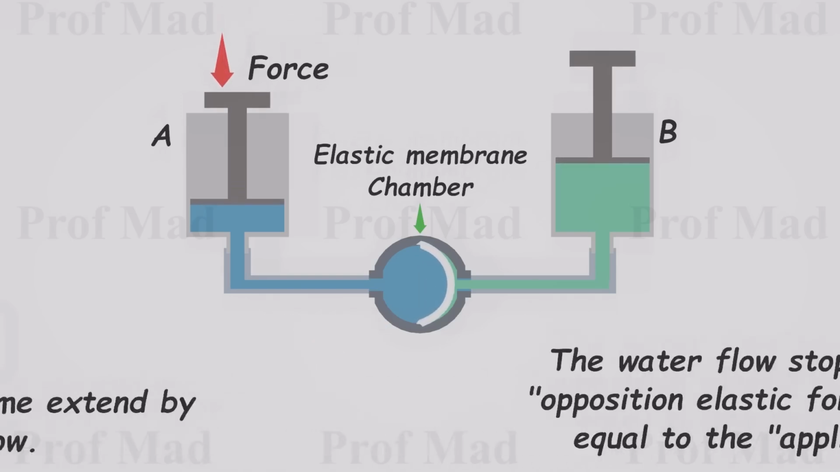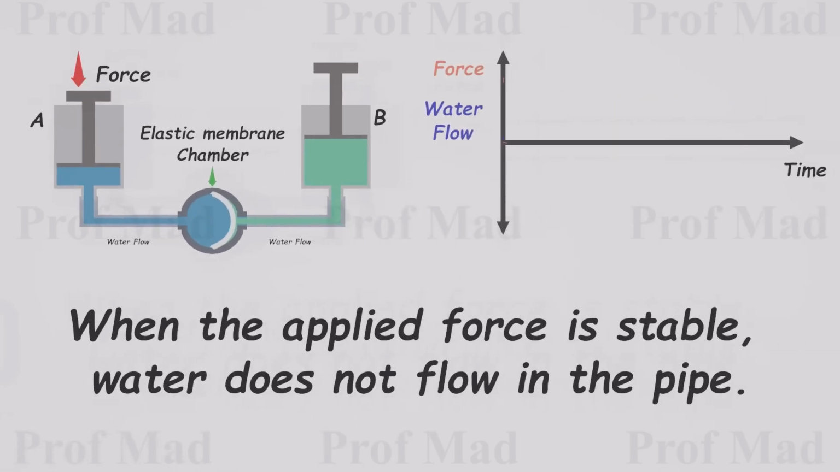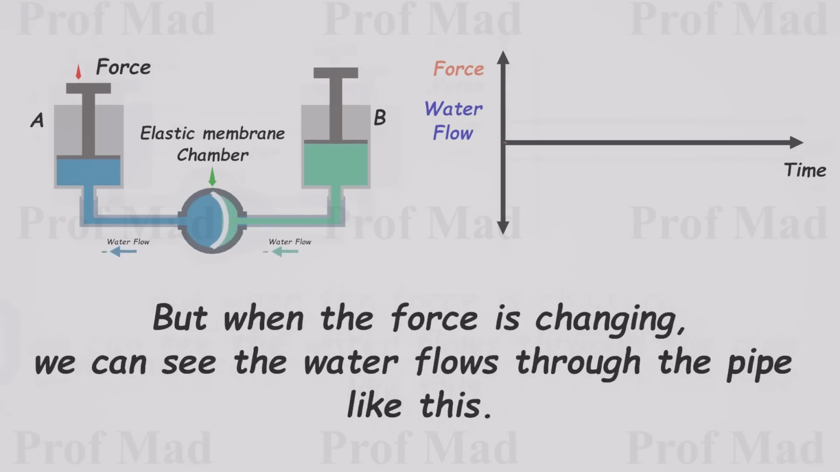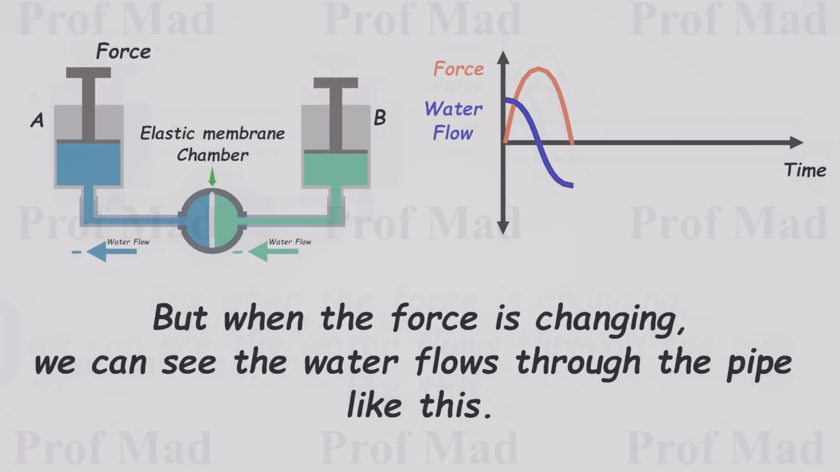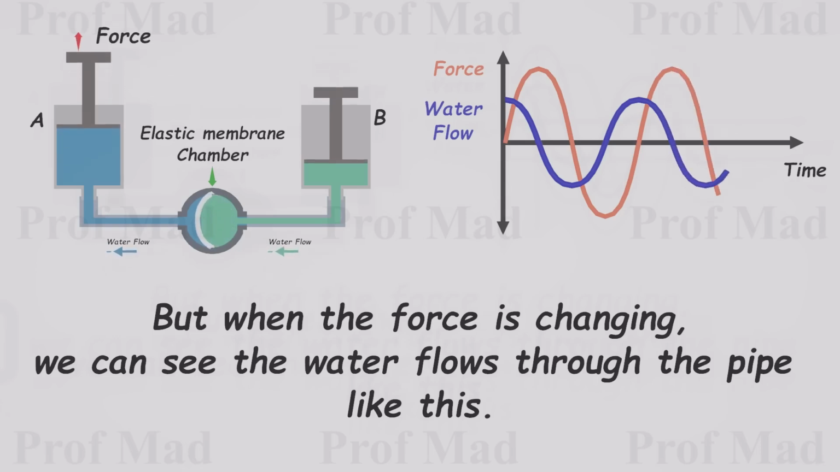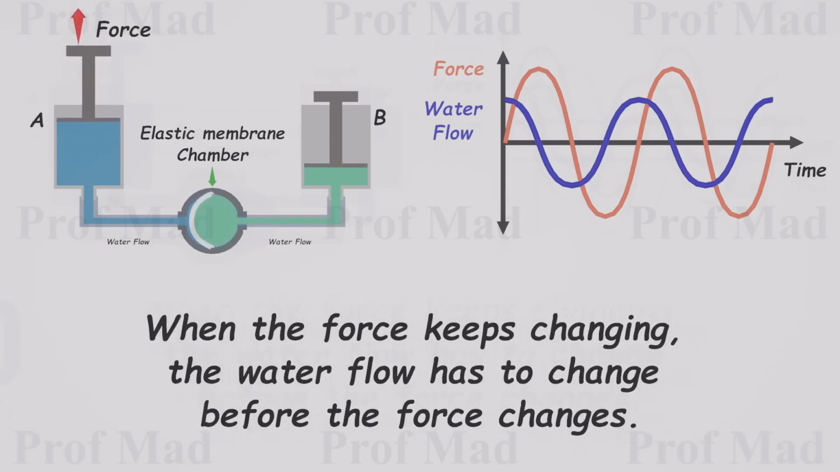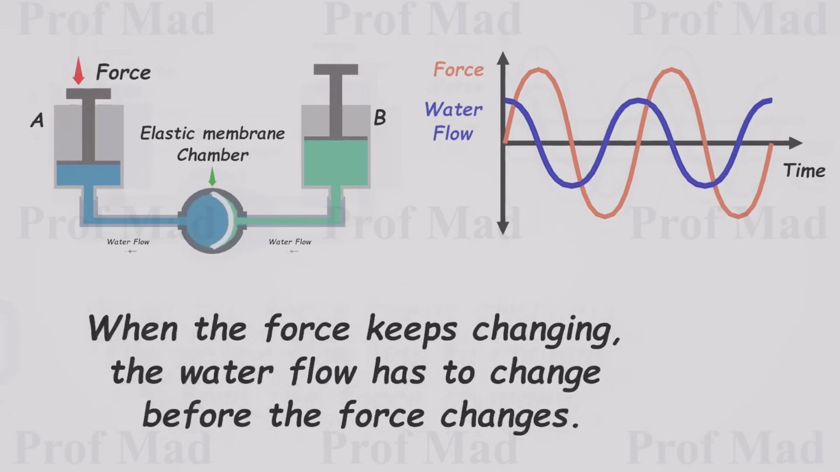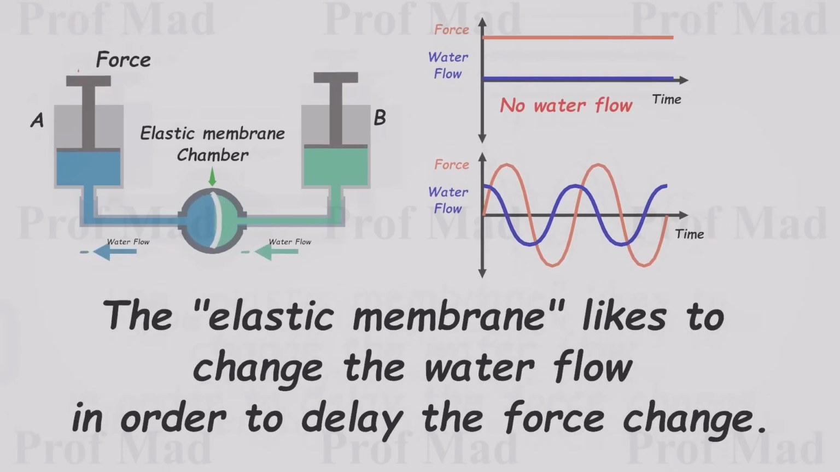However, the water flow stops when the opposing elastic force equals the applied force. We can graph the applied force and water flow like this. When the applied force is constant, no water flows through the pipe. But when the force changes, we observe water flowing through the pipe like this. It appears that the water flow must change before the force changes. In general terms, we can say that the elastic membrane tends to influence water flow changes to delay force changes.